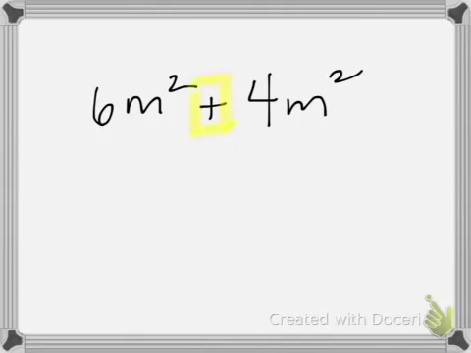We're adding, right? Which means I have to think about unlike and like terms. Are these like terms? Yes, they are, because you have m squared and m squared, right? So it becomes 10 m squared. So you don't add the exponent. No, because look at this.